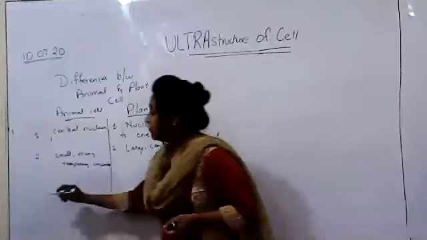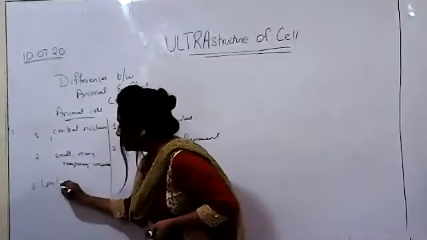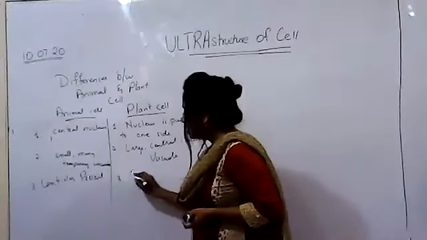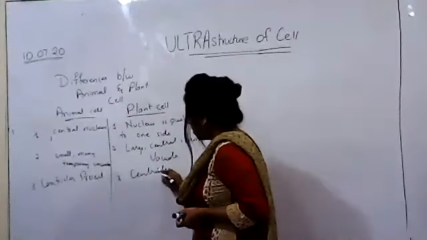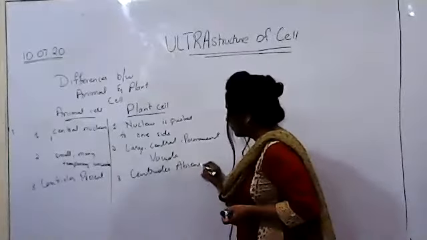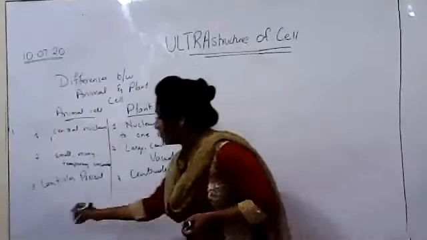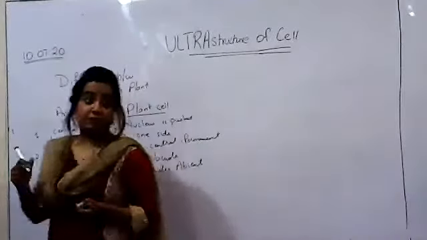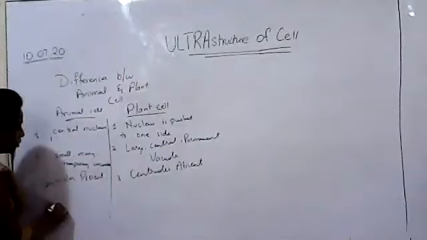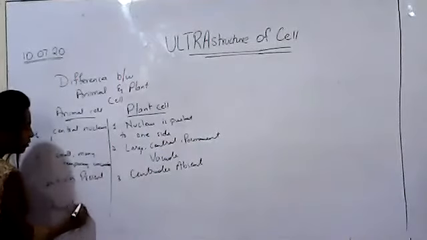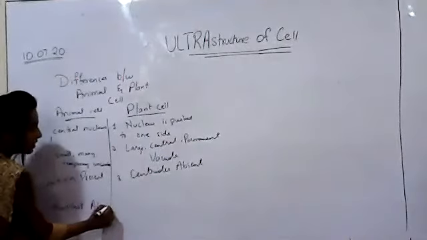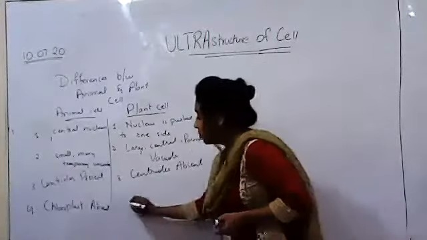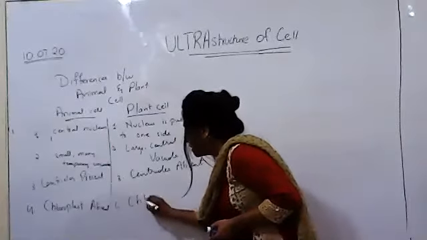Right? The next difference was centrioles. Centrioles present, whereas in this case, centrioles were absent. Right? Point number 4, chloroplast was absent in the case of animal cell. No chloroplast, and I hope you all know what the chloroplast does. Chloroplast is the organelle that helps in the synthesis of food in the case of plant cells, right? In this case, the chloroplast is present.